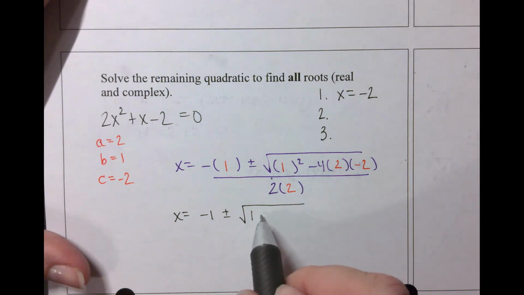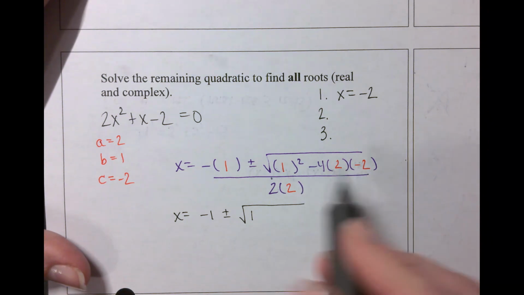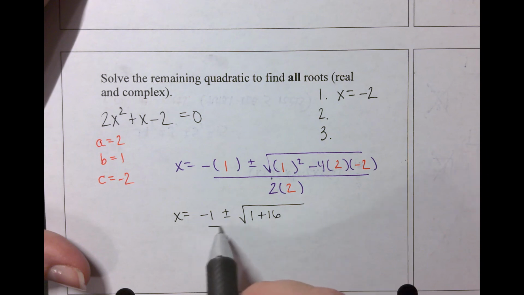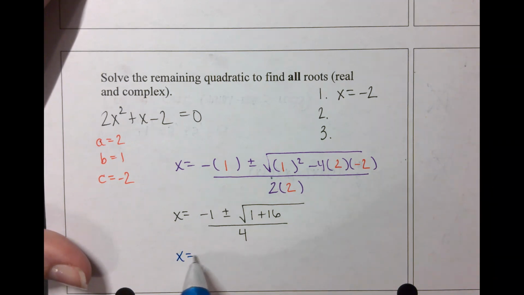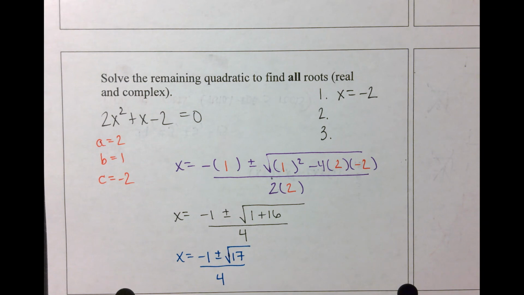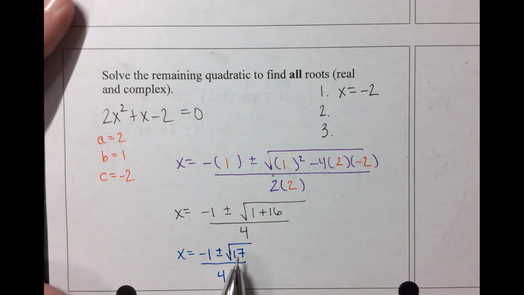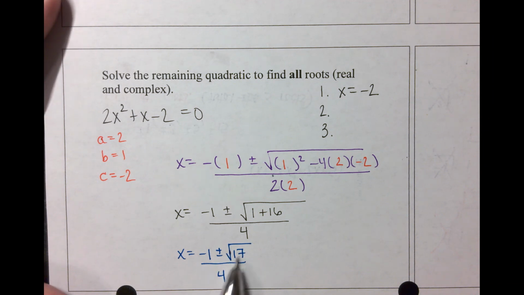minus a -16. Double checking all my math in there. So we have x equals -1 plus or minus the square root of 17 all over 4. Now this is not an imaginary number. This is not a complex root. It's just not a rational root because it's got that radical left in it that we can't simplify.